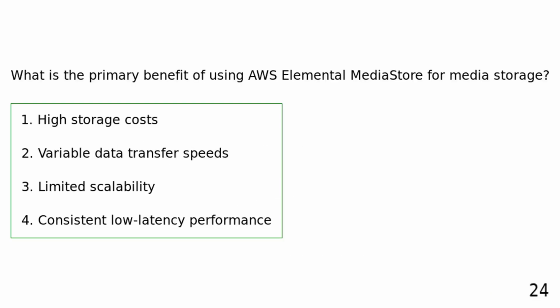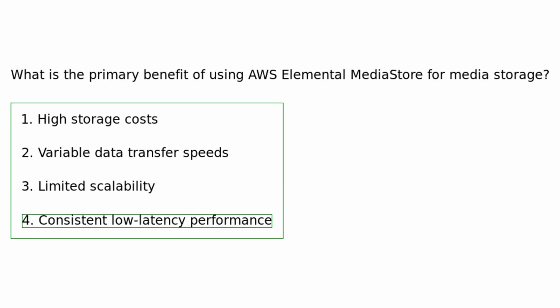What is the primary benefit of using AWS Elemental MediaStore for media storage? High storage costs. Variable data transfer speeds. Limited scalability. Consistent low latency performance. The primary benefit of using AWS Elemental MediaStore for media storage is its consistent low latency performance, enabling fast access to video content for streaming applications.